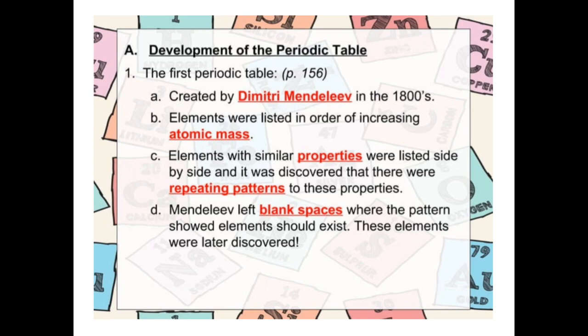Then, interestingly enough, Mendeleev left blank spaces where the pattern shows elements should exist. So that is how the classical periodic table was designed. And the interesting part is that the spaces that Mendeleev left were so that other elements could fill in. Years later, those elements were discovered.